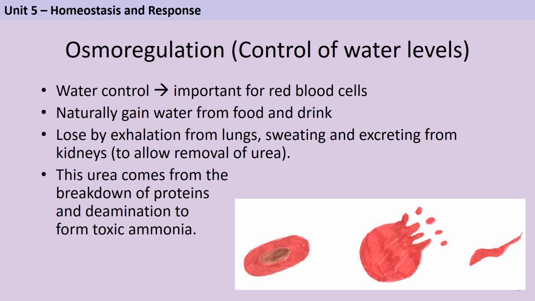We naturally take in water when we eat and drink, but then we lose some in an uncontrolled way when we breathe out and also when we sweat, but also in a really closely controlled way from our kidneys. In the kidneys, that water is used to dilute urea, which is toxic, and it's come from the breakdown of proteins and their deamination from toxic ammonia.